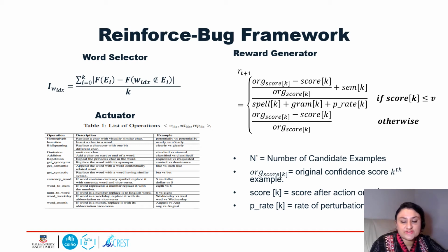The word reward generator module is the most important module. The reward is calculated in two ways. If the score is less than a threshold, that is, an adversarial example is produced, then the adversarial example gets a reward equivalent to the change in the score plus the semantic similarity divided by the lexical errors, spelling and grammatical errors, and perturbation rate. Otherwise, the reward is equivalent to the change in the score before and after performing the action.